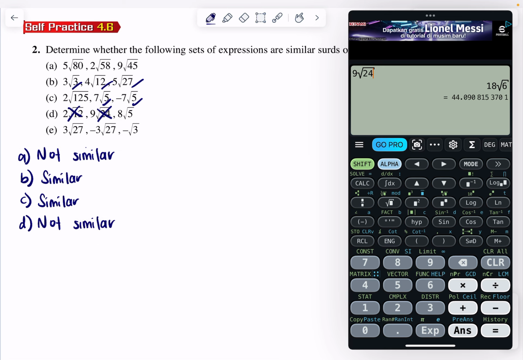Right. Last one, E. Surd 27, surd 27, surd 3. Okay. So 3 surd 27 is 9 surd 3. And negative 3 surd 27 also should be negative 9 surd 3 lah. So all also surd 3, surd 3, surd 3. This will be similar.